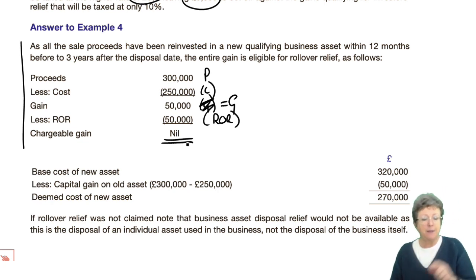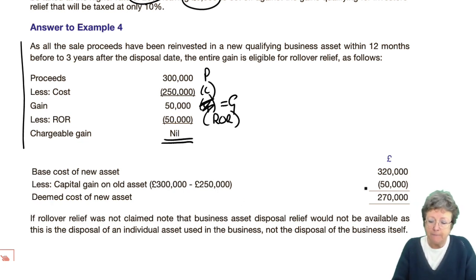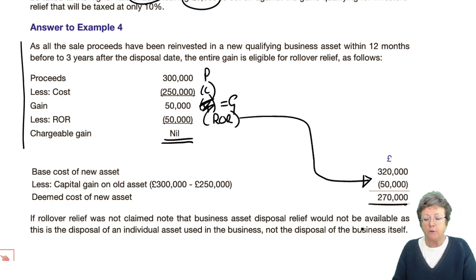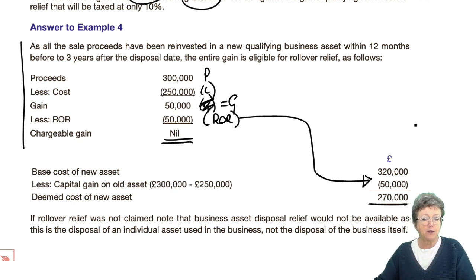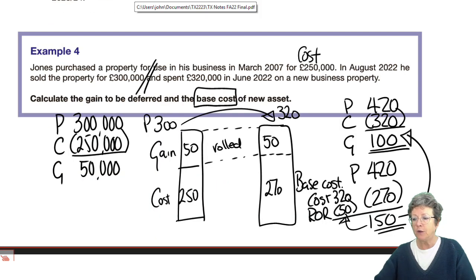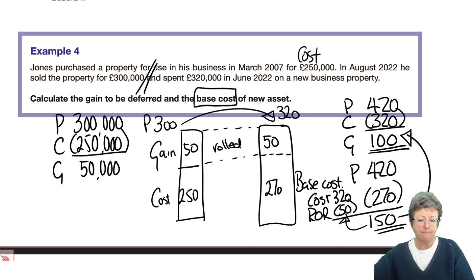At this time, it is rolled over into the new asset, giving us a base cost of 270, which would then be used as and when that asset is sold in the future, should they decide to do that. They could roll it over again. It isn't a problem with rolling it over again.